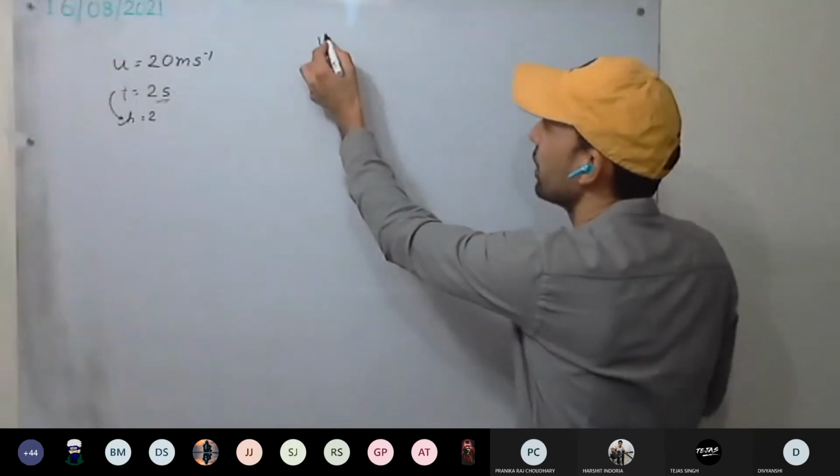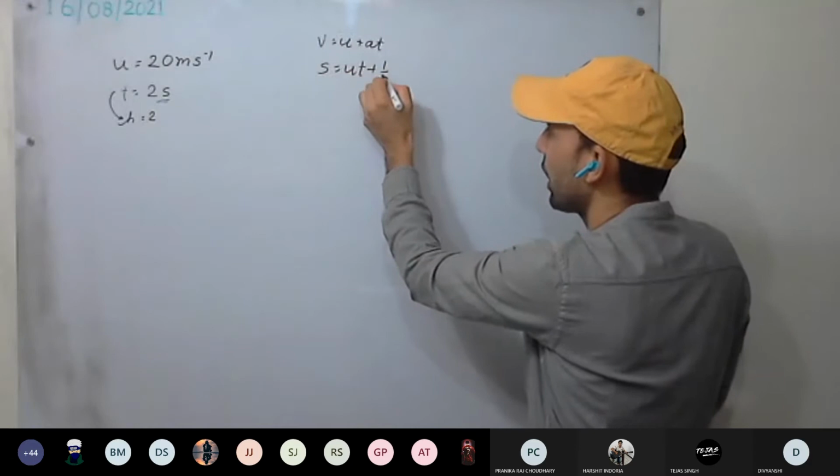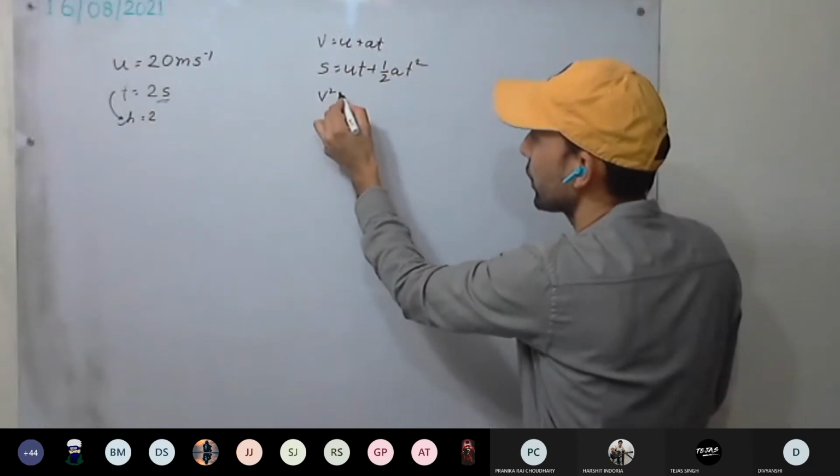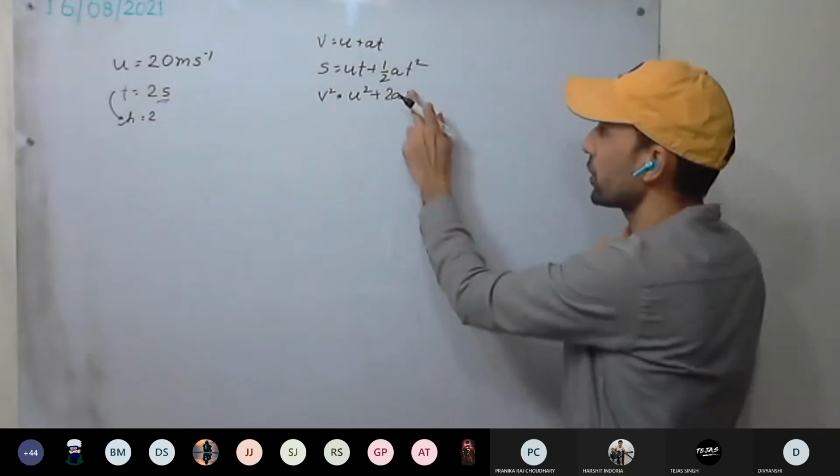Formulas we have: v equal to u plus at, s equal to ut plus half at square, v square equal to u square plus 2as. Which one are we going to use?